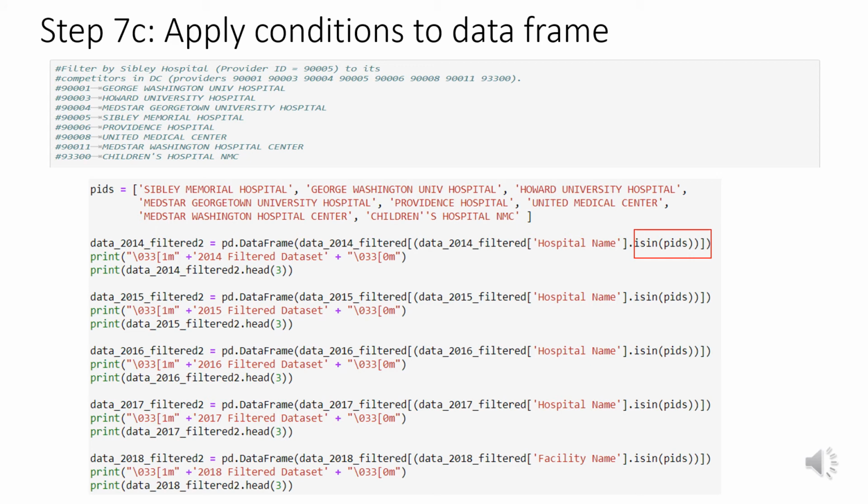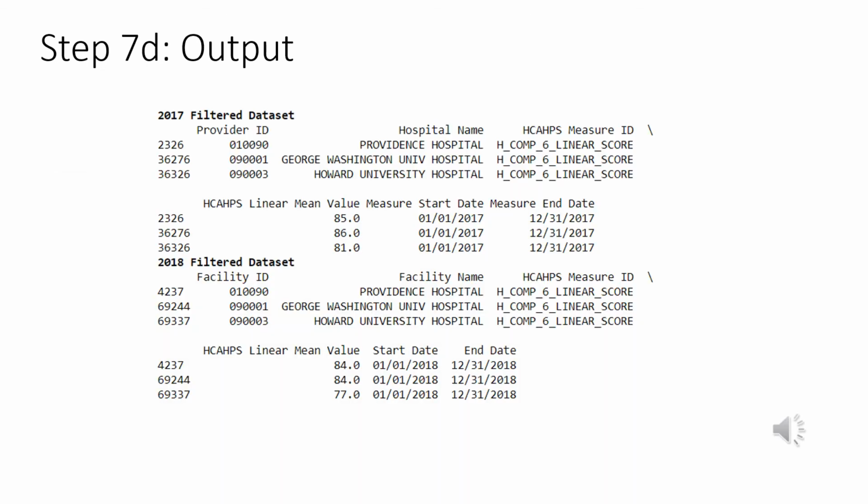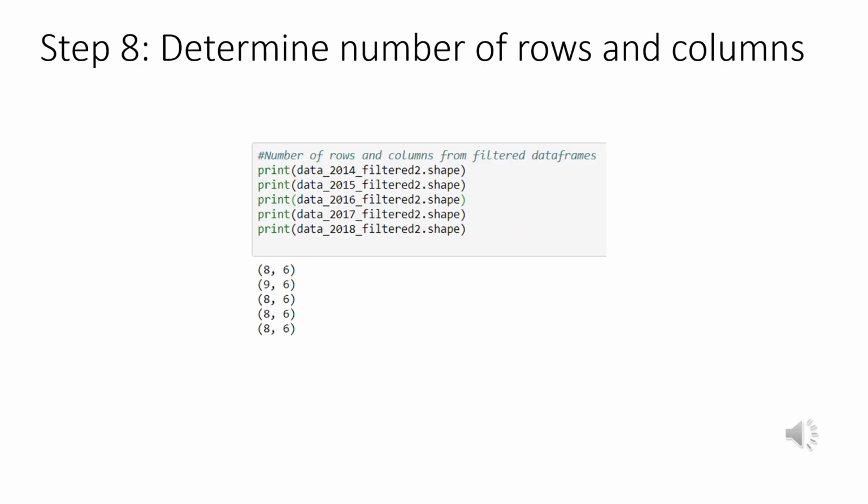In this slide, we're going to be applying conditions to the data frame. We want to narrow down our data to only have information for Sibley and all the other different DC hospitals. We are using a variable called PIDS, and that variable contains all the hospitals we're interested in. And we use that PIDS variable in the code by calling it towards the end here. You can see .isin(PIDS). This slide shows the output for the conditions that you've applied. We are determining the number of rows and columns in the new data frame.